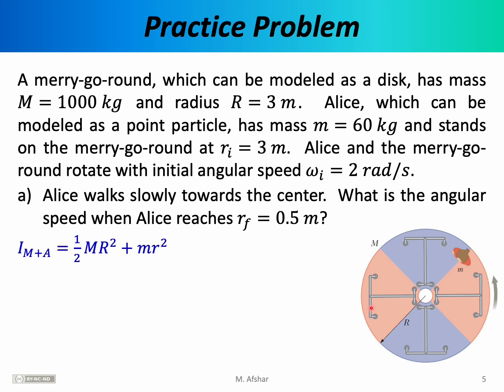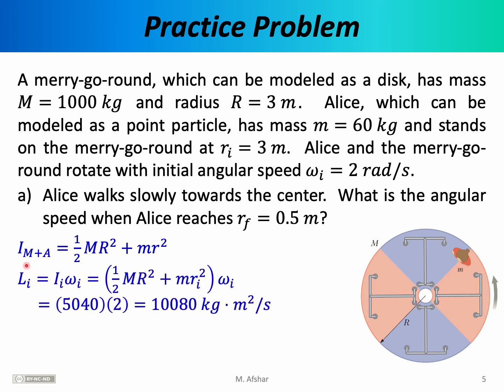Let's begin by calculating the moment of inertia of the system. When I say the system, I mean the merry-go-round and Alice together. The merry-go-round is a disk, so at this point you turn to your book and you find the moment of inertia of a disk, which turns out to be 1/2 mr squared. And we're treating Alice as a single point particle. For a point particle, the moment of inertia is simply mr squared. So the sum of those two gives us the moment of inertia of the entire system.